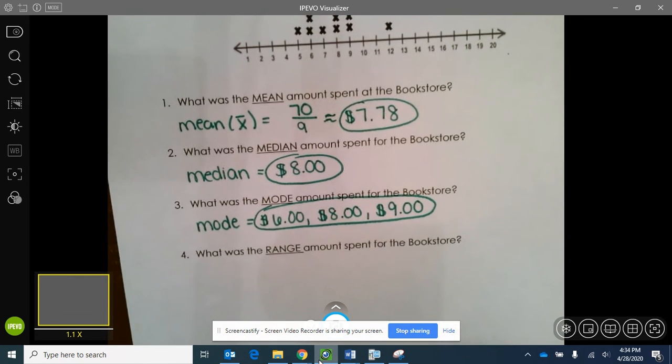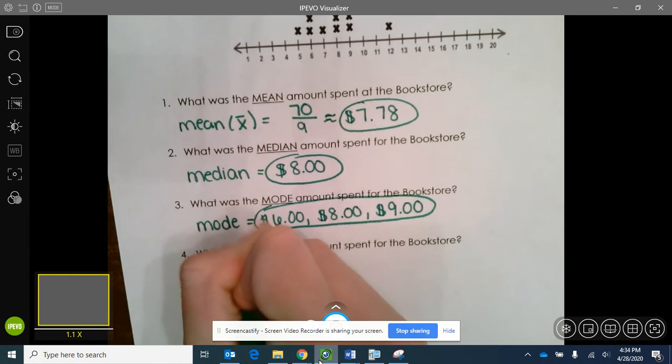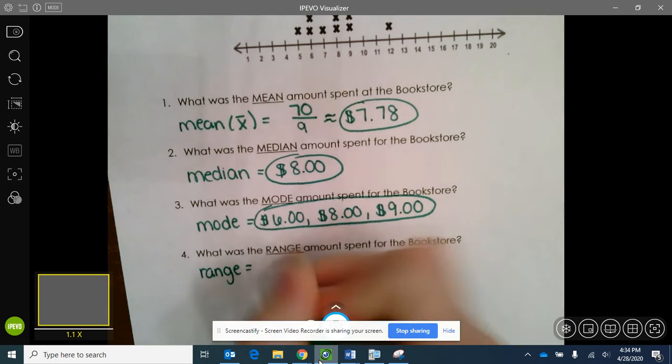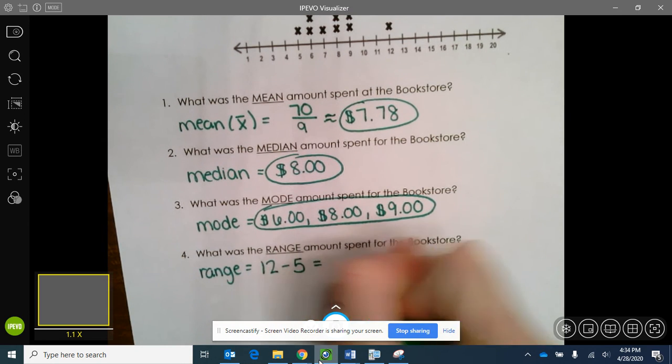And then for your range, you're going to take your largest number minus your smallest number. So I'm going to take 12 minus 5, and I get $7.